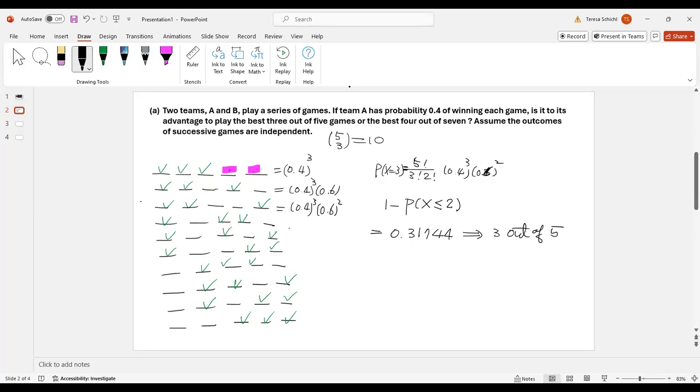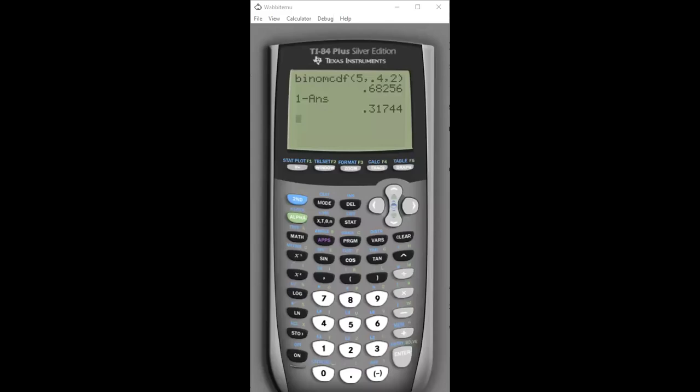The same concept applies to see which one is to the advantage. Now we'll do 4 out of 7. The same idea, 4 out of 7. The easy way is to use 1 minus the probability that A will not win. That means A has winning less than or equal to 3 here. Now let's go back to the calculator again to see what this value will be.